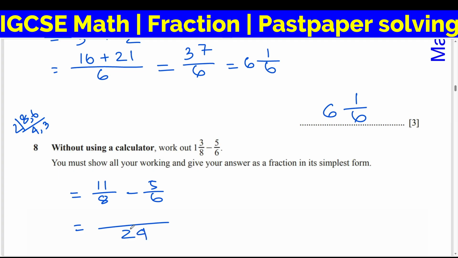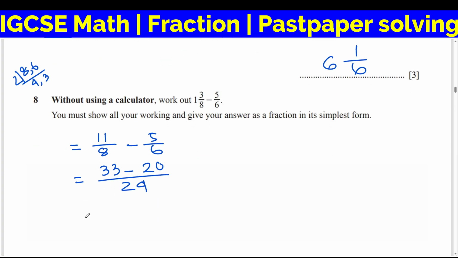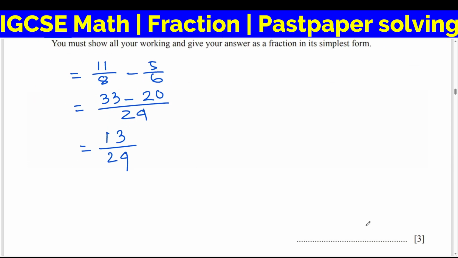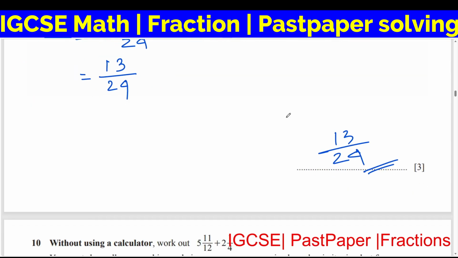So 24 divided by 8 is 3. 3 times 11 is 33, minus 24 divided by 6 is 4, 4 times 5 is 20. Right? So 33 minus 20 is 13, 13/24. So our answer is 13/24. Very simple. So no more today.